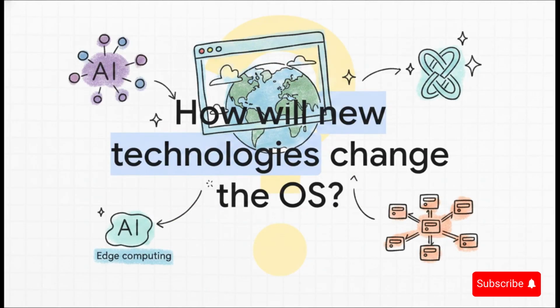As our hardware continues to transcend traditional limits, I want to leave you with this thought to chew on. How will AI, quantum, and edge computing fundamentally change what an operating system even is? How will these wild new technologies completely redefine our everyday relationship with computers? It is an absolutely thrilling frontier.